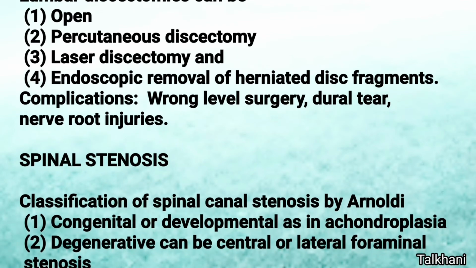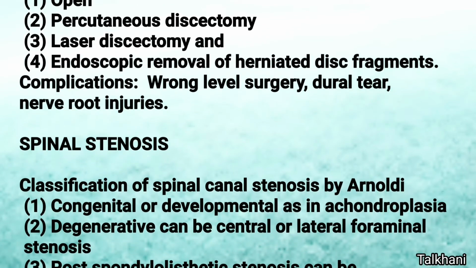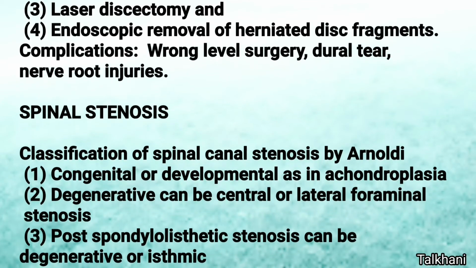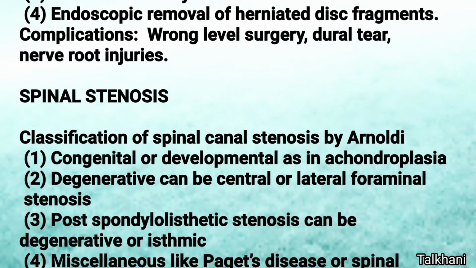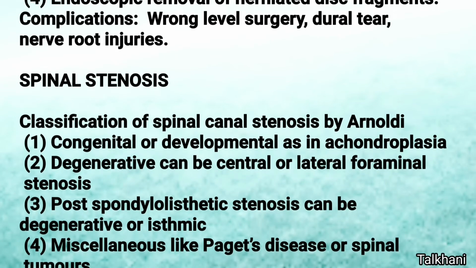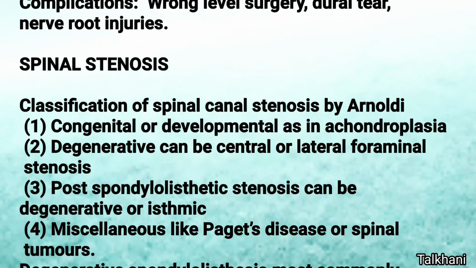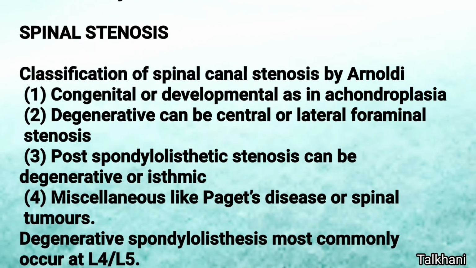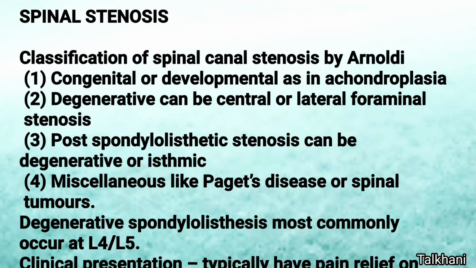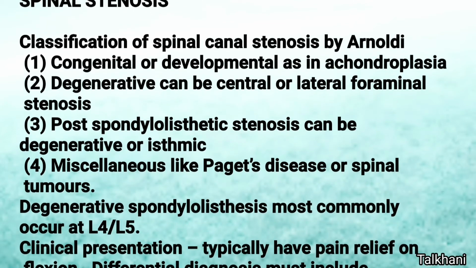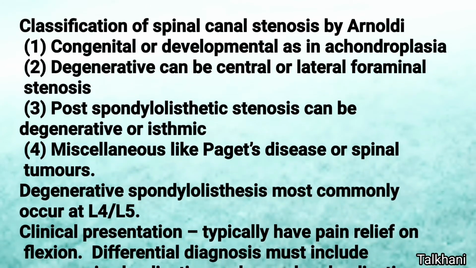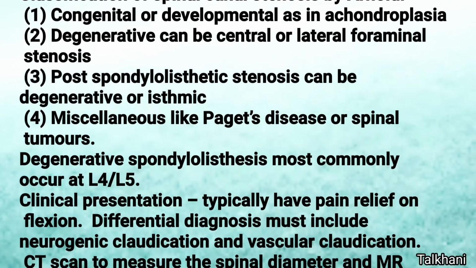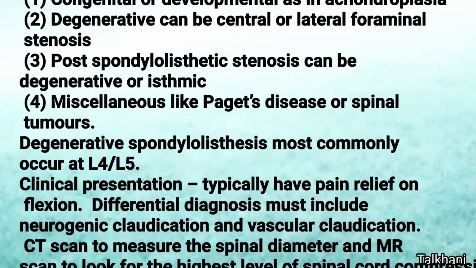Let's look into spinal stenosis. Arnoldi has classified spinal canal stenosis as: number 1, congenital or developmental stenosis, as in achondroplasia. Number 2, degenerative, which can be central or lateral foraminal stenosis. Number 3, post-spondylolisthetic stenosis, which can be degenerative or isthmic spondylolisthesis. Number 4, a miscellaneous group of spinal stenosis, for example Paget's disease or spinal tumors.